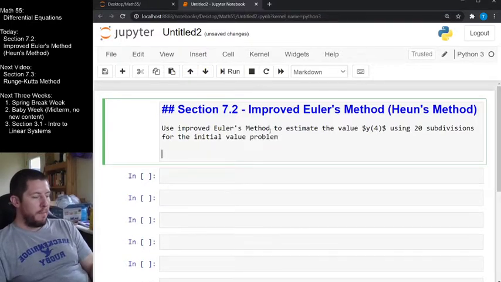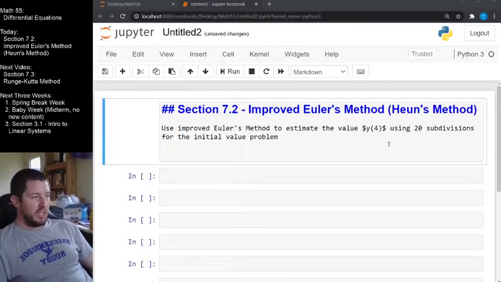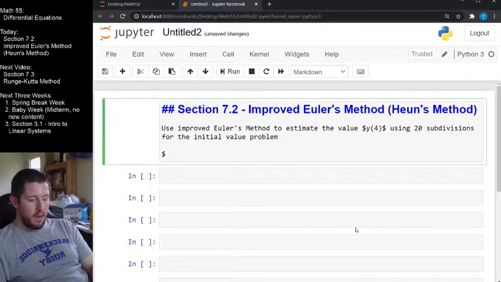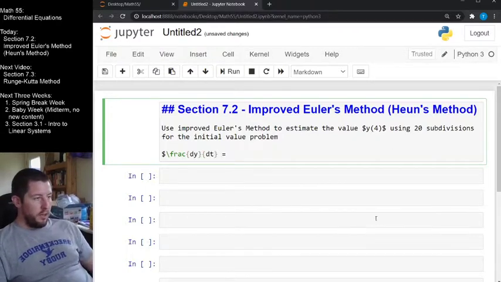Now I'm going to state my differential equation and its initial condition right here. I'm going to do dy/dt equals t minus y squared. So I'm going to start a math line right here. I want to make a fraction. dy is the numerator, dt is the denominator, equals, and we're going to do the equation here of t minus y squared.